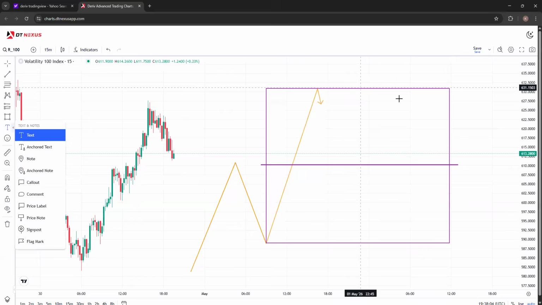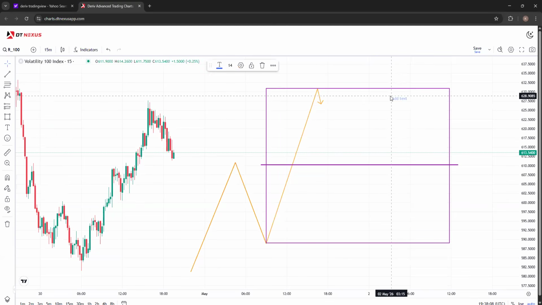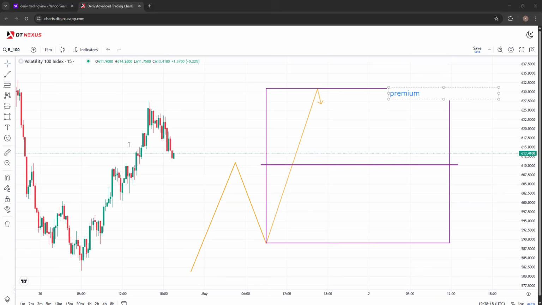What's happening? All right. So this is our, oh, it's not allowing me to add text. I don't know why, but let me just use this one. So this is our premium. And then this is our discount over here, right? This is our discount, right?